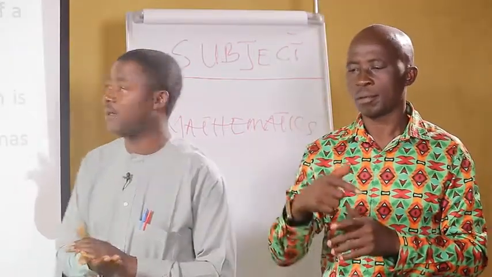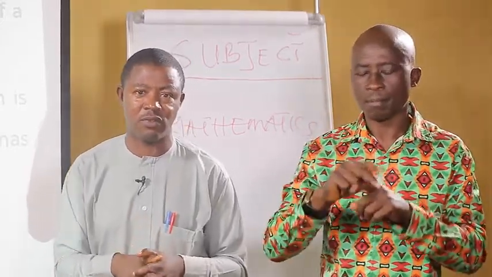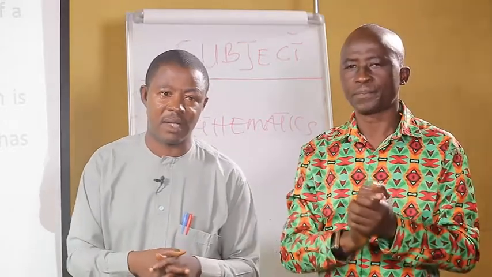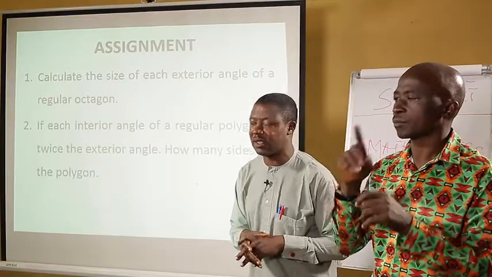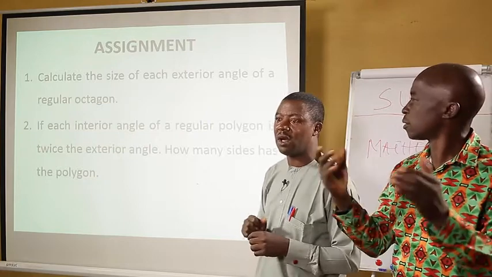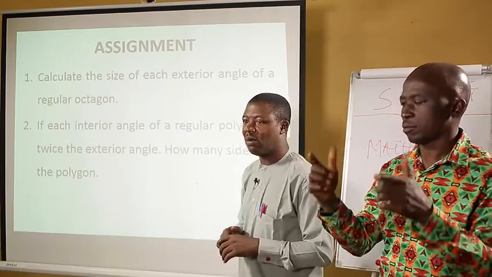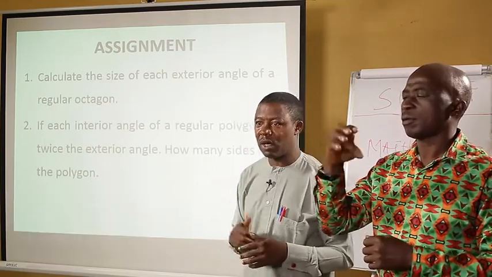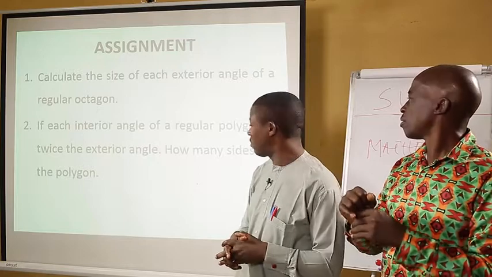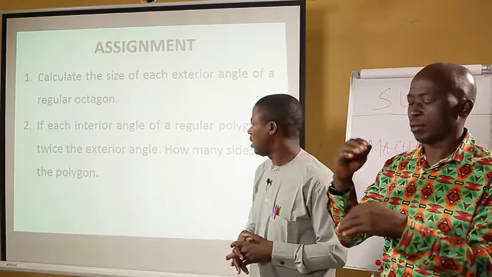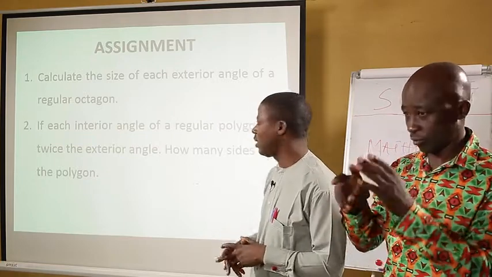Now, because of time factor, we'll stop here and I will give you an assignment to practice at home so that you can study and make yourself ready for your forthcoming exam. Assignment question 1 says, calculate the size of each exterior angle of a regular octagon. You should go and browse. Question 2, if each interior angle of a regular polygon is twice the exterior angle, how many sides has the polygon?